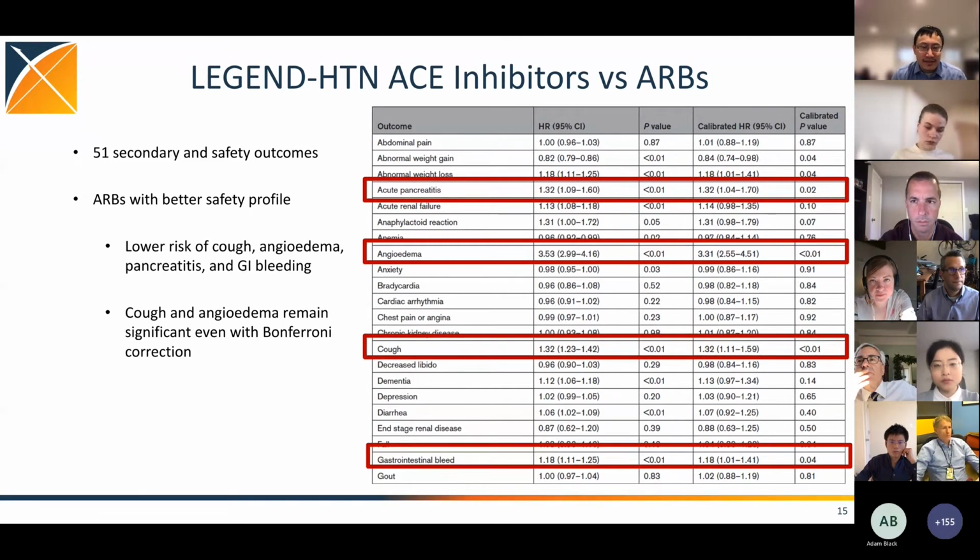Across 51 secondary and safety outcomes, there was a difference in pancreatitis, angioedema, cough, and GI bleed. The cough and angioedema were actually reassuring to see, and especially with particularly strong effects, because those are well-known side effects of the ACE inhibitors, as I mentioned before. And those two do remain significant, even with a fairly conservative Bonferroni correction.